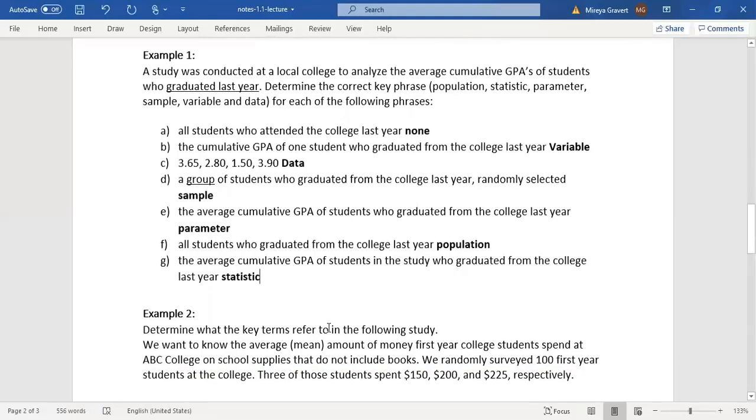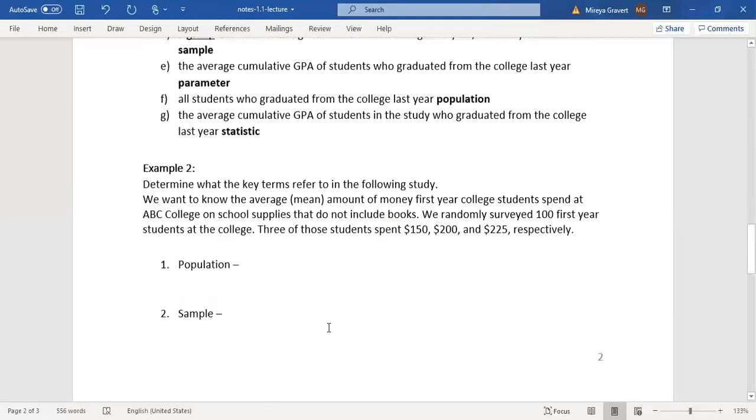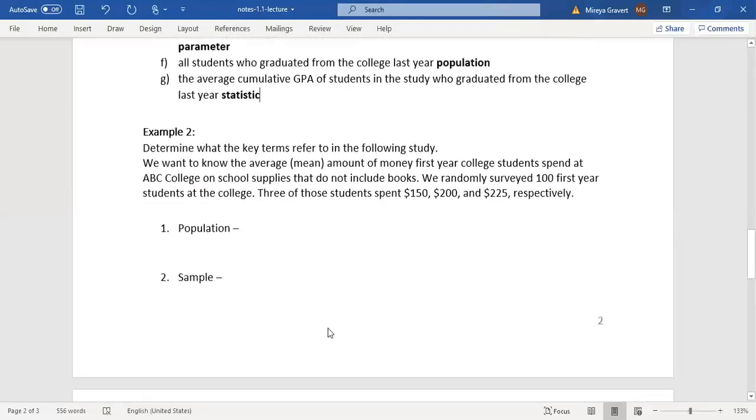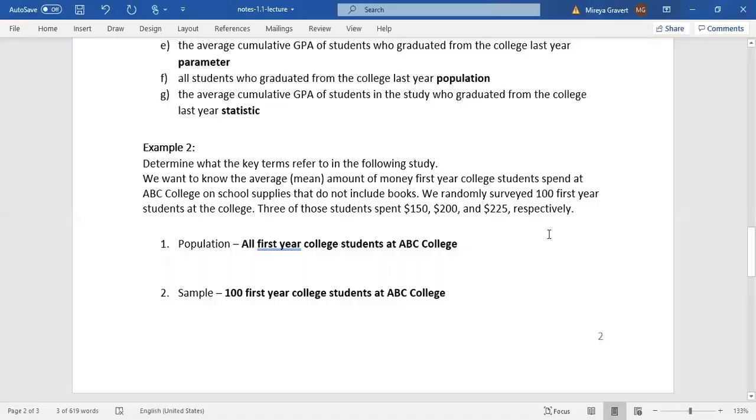Okay, so now you can see how you did. Example number 2, go ahead and pause the video and you can come back and see how you do. Okay, we're back. So let's go through it again and see how you did. So example 2, determine what the key terms refer to in the following study. We want to know the average or mean amount of money first-year college students spent at ABC College on school supplies that do not include books.